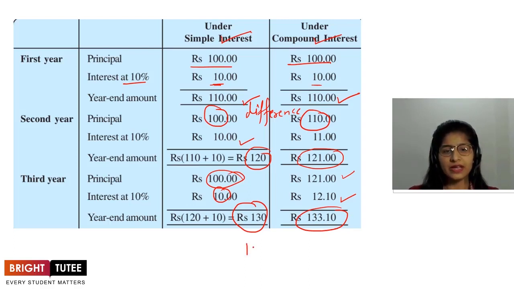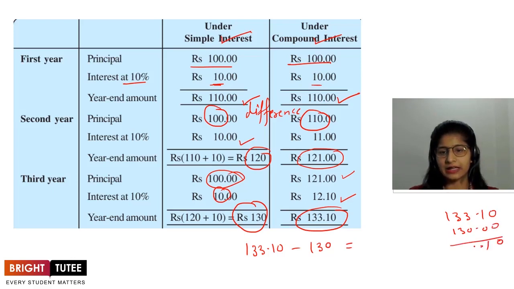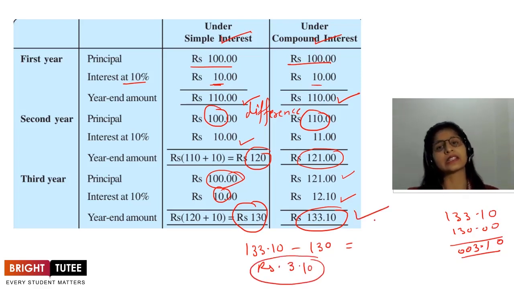So see how much is the difference? 133.10 minus 130. You get it? Just see 133.10 and 130. If we subtract, we get rupees 3.10. This is the extra money that is added when the interest is compounded annually. So this is the major difference, and the interest is never simple. In banks it is compounded annually. Every year it is different. It is calculated on the amount of the previous years. Clear? So this is the concept of compound interest mainly.